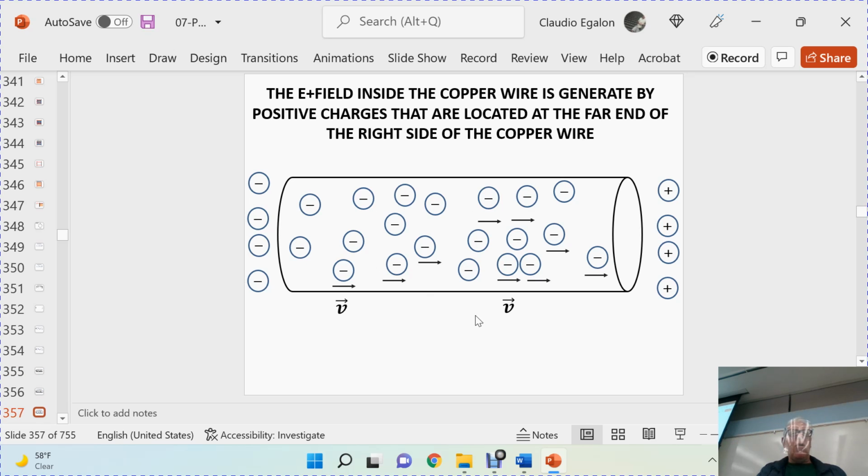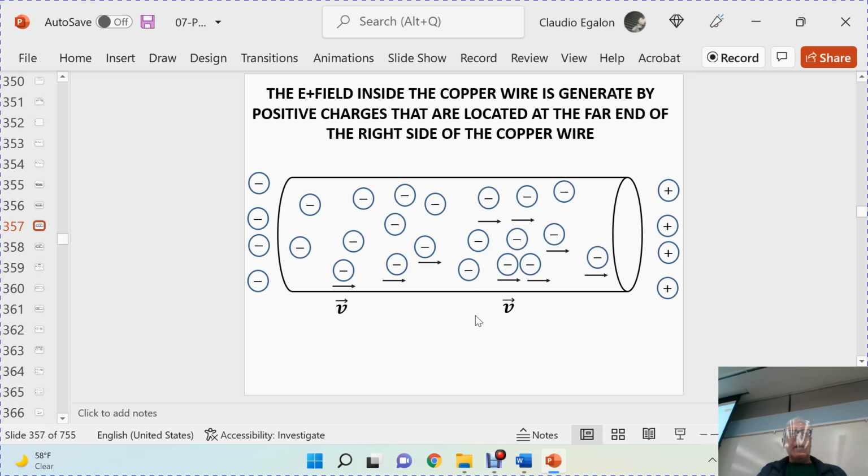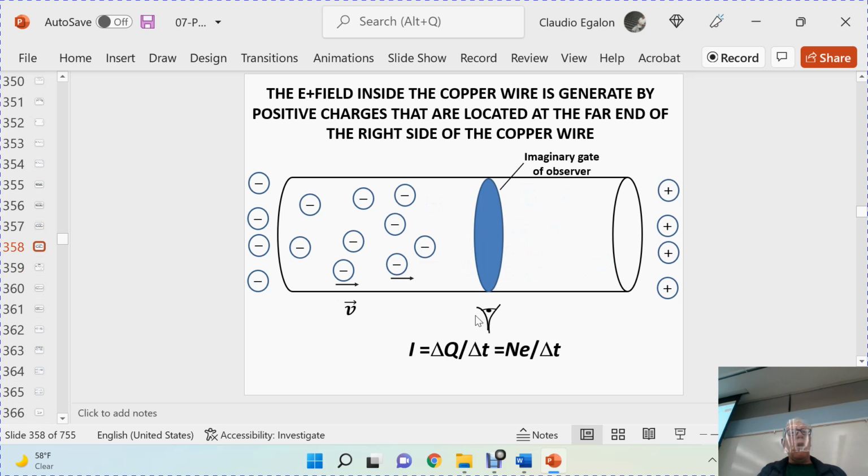This speed is very small. It's on the order of centimeters per second. Okay? The electric current, what's the electric current? It's the number of electrons times its charge divided by the unit of time. Number of electrons that cross this gate here. Let's say we picture that we have a gate here that keeps on counting how many electrons pass through it. The number of electrons times the electric charge divided by the amount of time is the electric current.